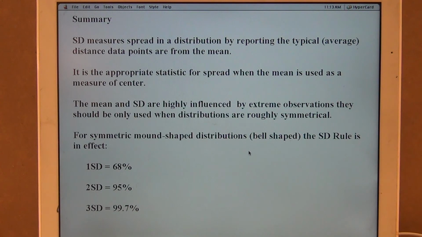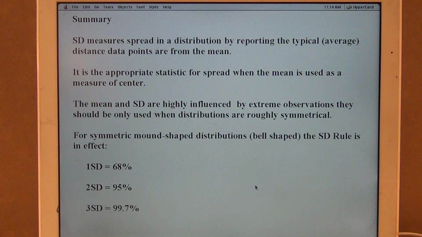And for symmetric mound-shaped distributions, the standard deviation rule is in effect, which says that 68% of all of the data points will fall between positive and negative 1 standard deviation from the mean, that 95% will fall between positive 2 and negative 2 standard deviations from the mean, and that almost 100% of the observations will fall between positive 3 and negative 3 standard deviations from the mean.